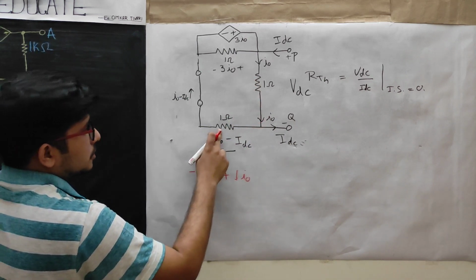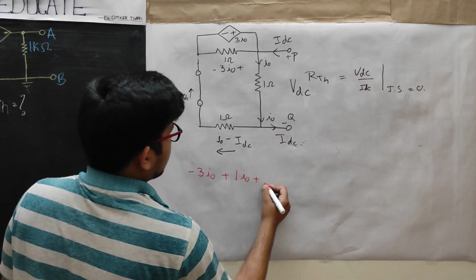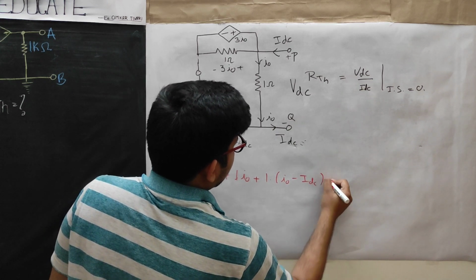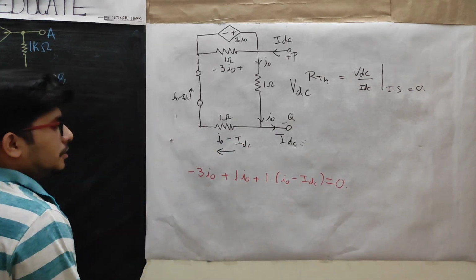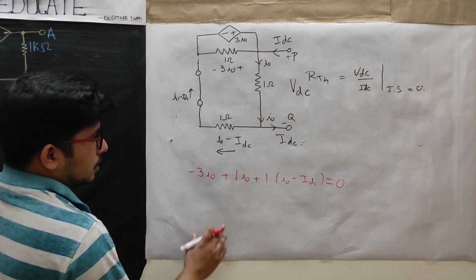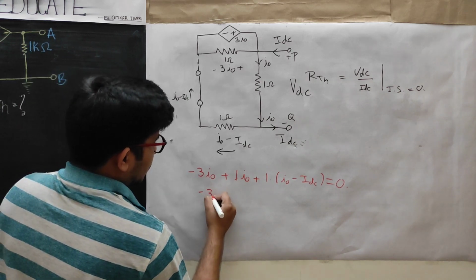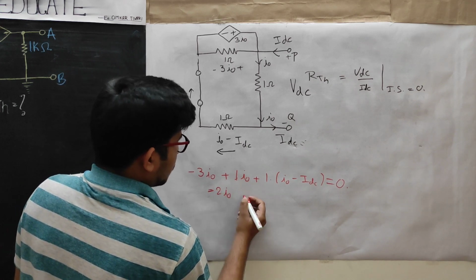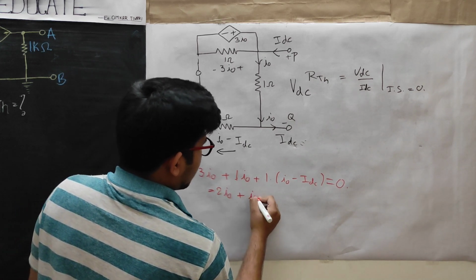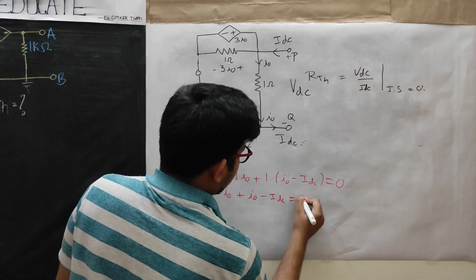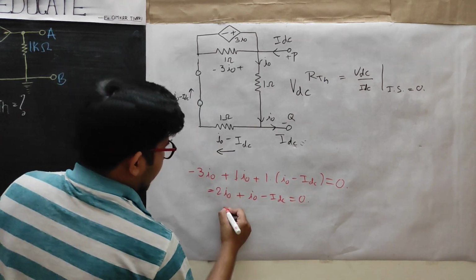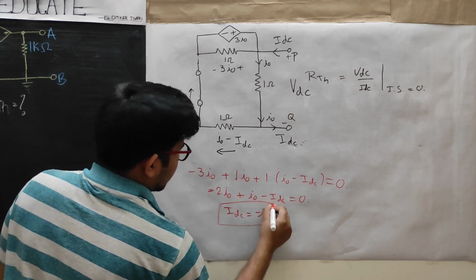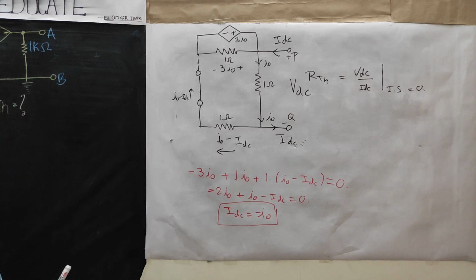Now come to this resistance. This will be plus 1 into I naught minus of IDC, which is equal to 0. Now solving this, you can get minus thrice of I naught, minus twice of I naught, plus I naught minus IDC equal to 0, which means IDC is equal to minus of I naught. You get that as a result.